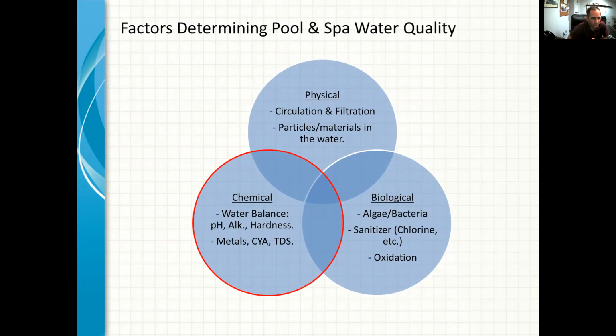And then the third one is chemical factors, which is what I'm here to talk about today. So anything having to do with water balance that's not chlorine, pretty much. The main things are the pH, alkalinity, and hardness, and any other factors like any metals in the water, CYA level, or TDS, which is total dissolved solids.